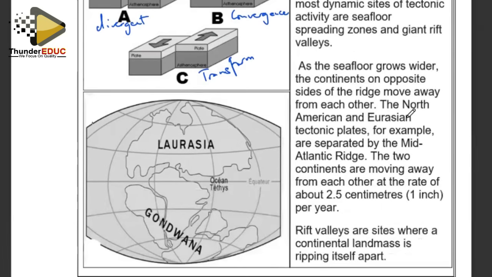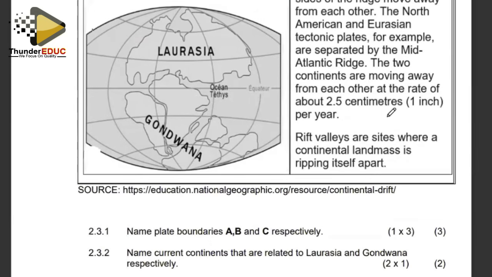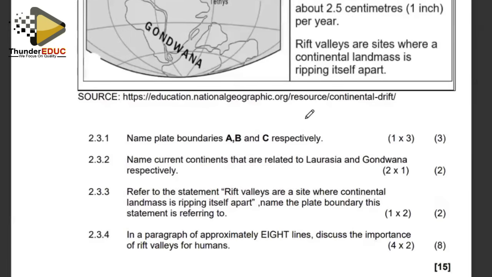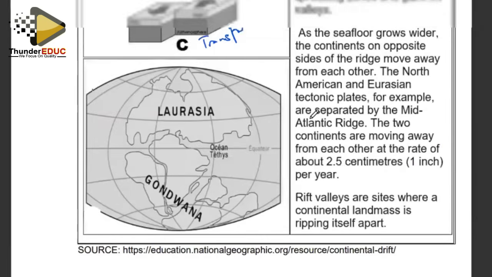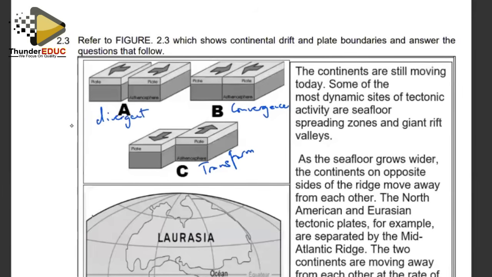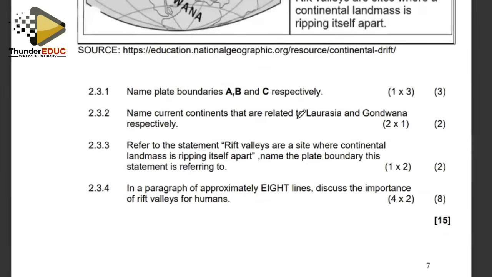We are not going to go through the text, but we are going to look at the questions. Name the plate boundaries A, B, or C. We have already answered that. A is divergent. They are moving away from each other. B is convergent, moving towards each other, and that one is a transform, where they are sliding past each other.